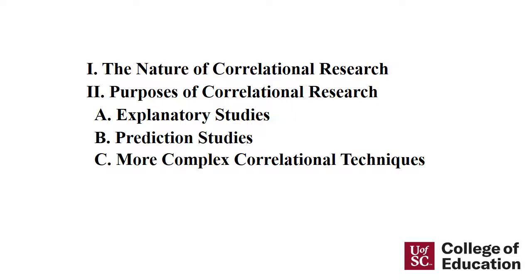As a result, researchers calculate an index of prediction error, which is known as the standard error of estimate. C. More complex correlational techniques. Multiple regression is a technique that enables a researcher to determine a correlation between a criterion variable and the best combination of two or more predictor variables. The coefficient of multiple correlation, R, indicates the strength of the correlation between the combination of the predictor variables and the criterion variable.